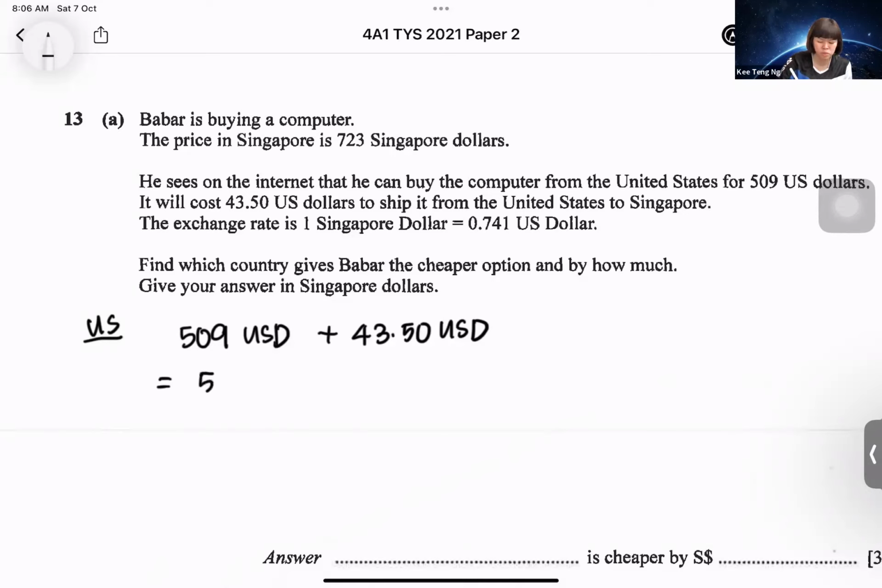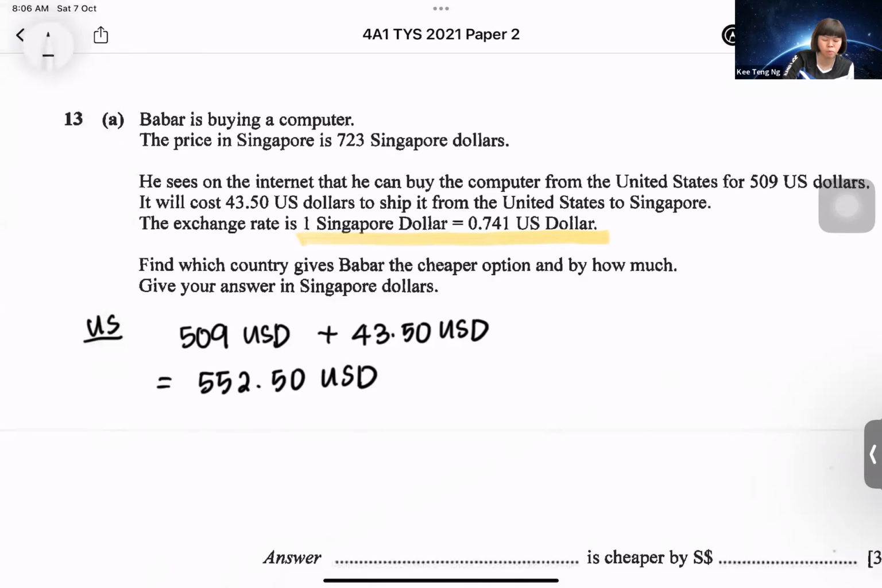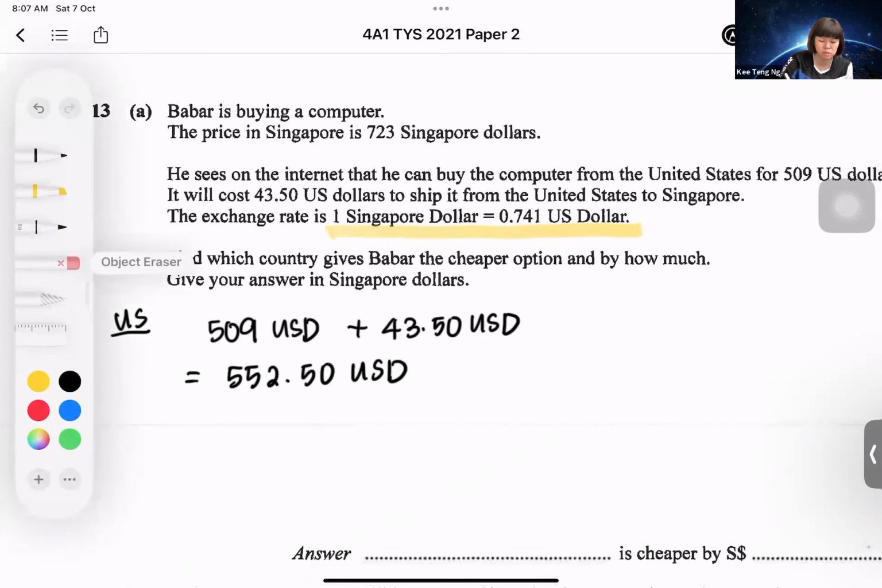Right, so this one is $552.50 USD. Okay, question: given 1 Singapore dollar is 0.741 USD. Oh, I need to check, because this one is in Sing dollar, right? Singapore dollar, this one is in USD. They are not the same units. So we must make the units the same.